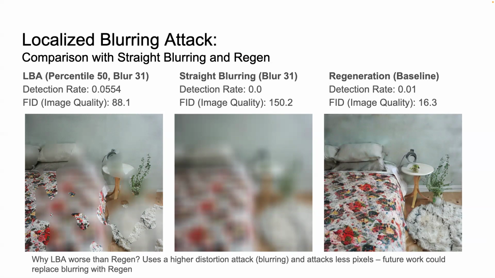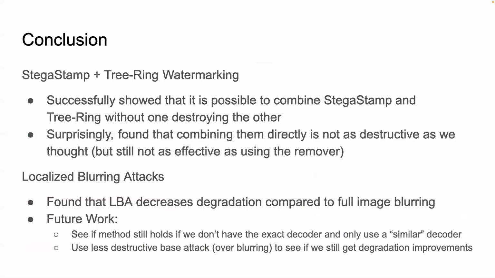And then comparing it to the regeneration attack, we can see that our detection rate is around the same, but our FID, or image quality, is significantly worse. So why is this the case? Well, it's because we use a higher distortion attack, blurring, and attack fewer pixels. So in future work, we could try replacing blurring with regen to see if it has similar benefits.